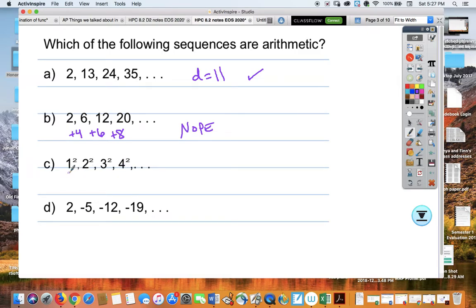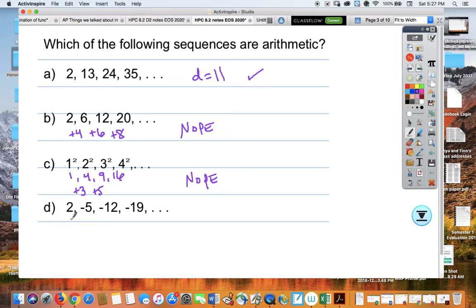Let's see, if I wrote this out, this would be 1, 4, 9, 16. Am I adding the same thing each time here? Let's see, 1 plus 3 would make a 4, but 4 plus 5 makes 9. Nope, we're not adding the same thing each time. So this is not arithmetic.